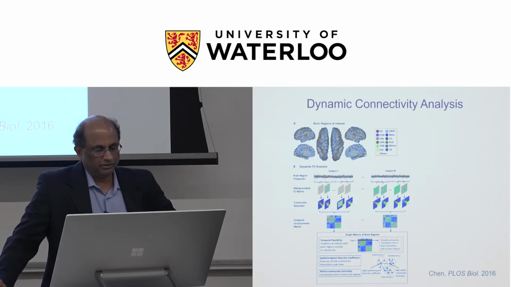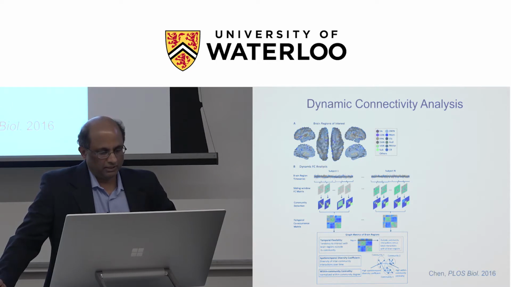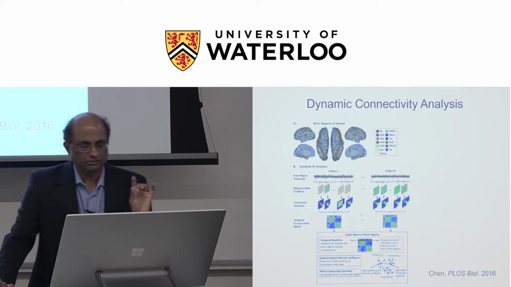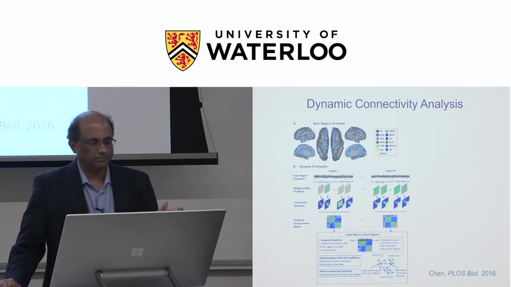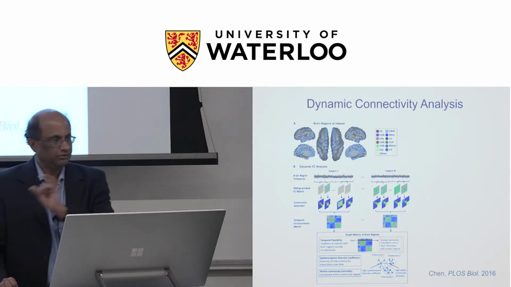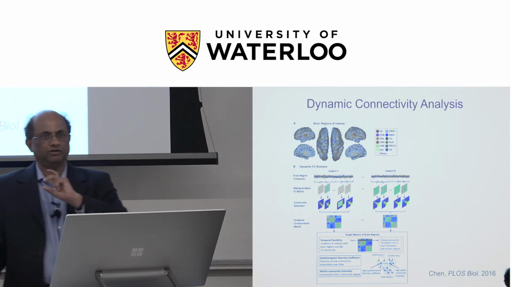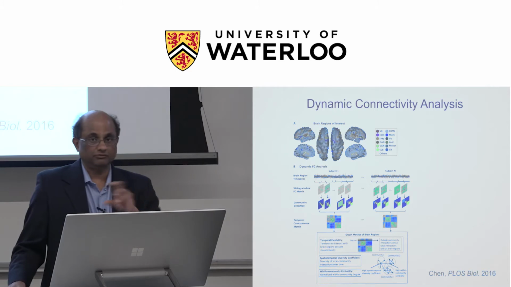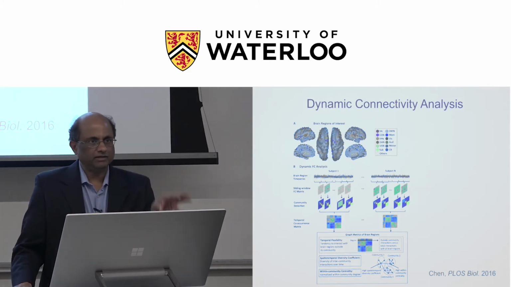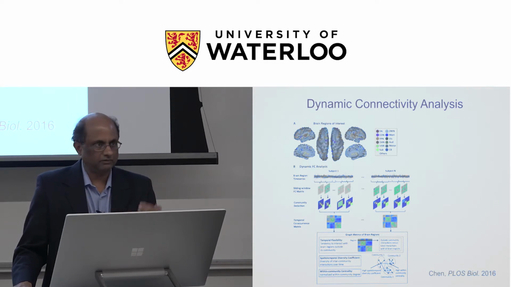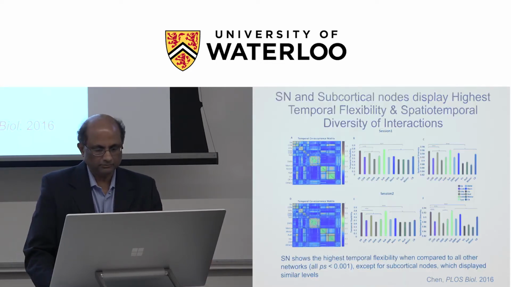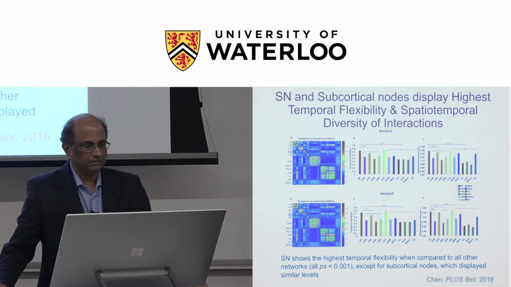And so we extract time series. We do a windowing. We do a community detection. And then we ask how likely are two nodes to be within the same community over time. And then we can derive measures of temporal flexibility. We can also derive measures of spatial diversity. How widely is it interacting with other systems? So both in time and in space, we can assess the level of flexibility. I'm happy to discuss the details later.